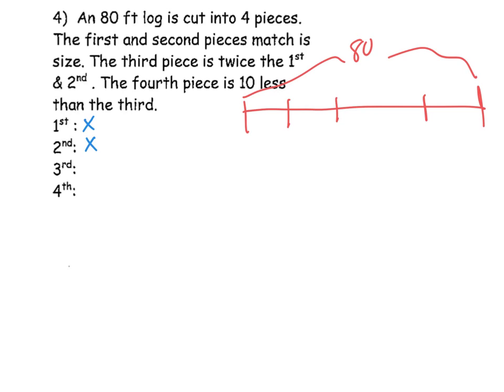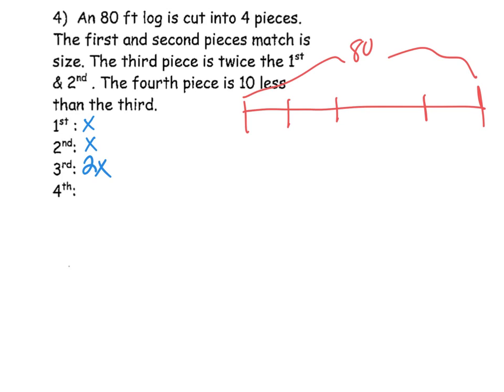The third piece is twice the first and second. Well, the first and second are X. What's twice? Alex. Twice. No, you're saying plus sign means more. Thank you. Guys, let Alex do it. He's completely capable of doing it himself. He doesn't need your help.